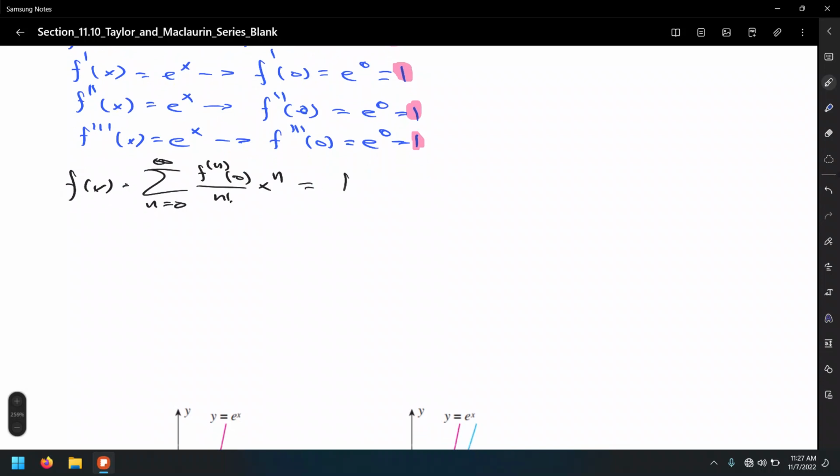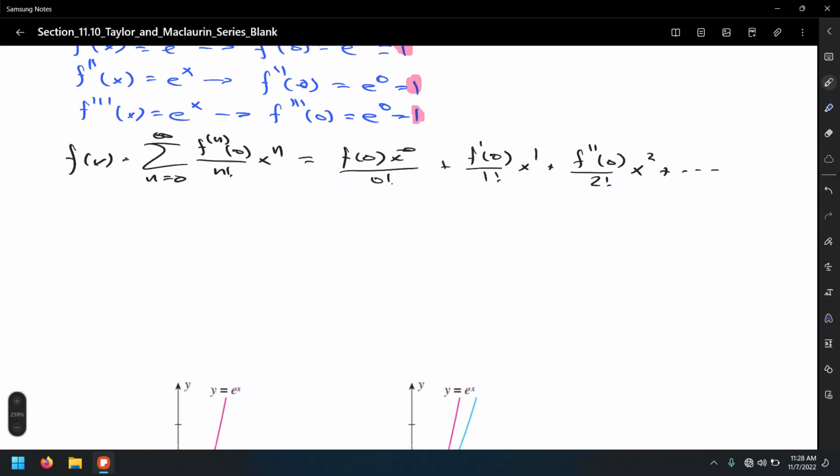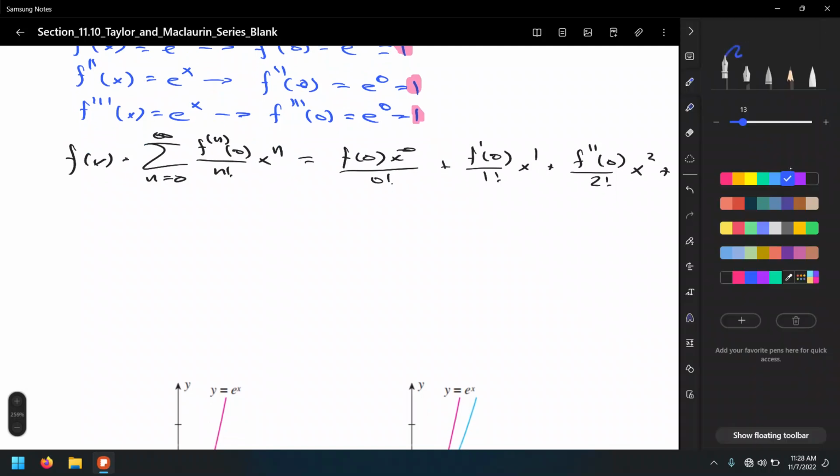So this is again f of 0, x to the 0 over 0 factorial, plus f prime at 0 over 1 factorial x to the first, plus f double prime at 0 over 2 factorial x squared, plus, well, the pattern just goes on forever. Even though I did 3 derivatives, I'm just going to write a couple of terms here. I think you can see the pattern just increases by 1 unit every time. All right, so let's see about it.